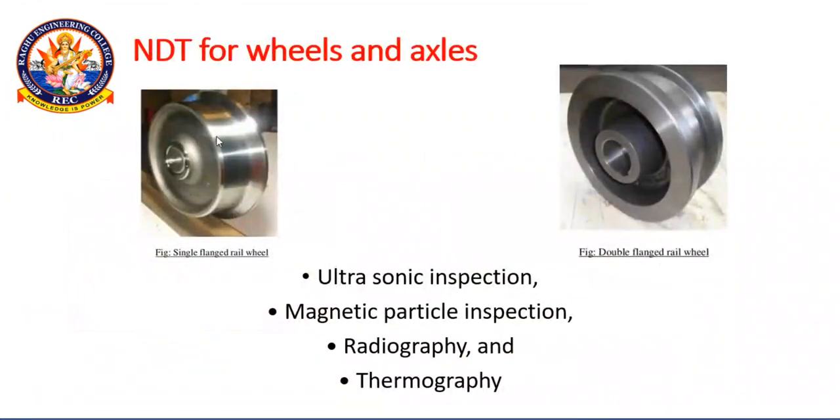Coming to the railway wheels, it is a cast object. There is a single flange rail wheel and double flange wheels. To find the defects in these wheels and rails, we are going to use ultrasonic inspection, magnetic particle inspection, radiographic testing, and thermography testing also for these rails.